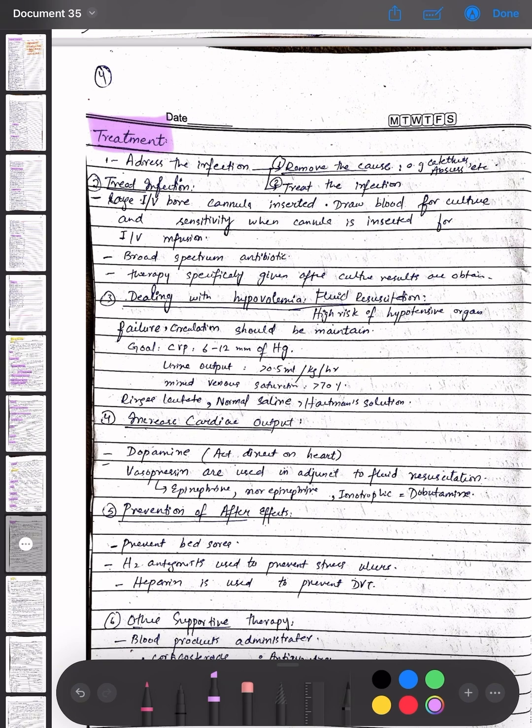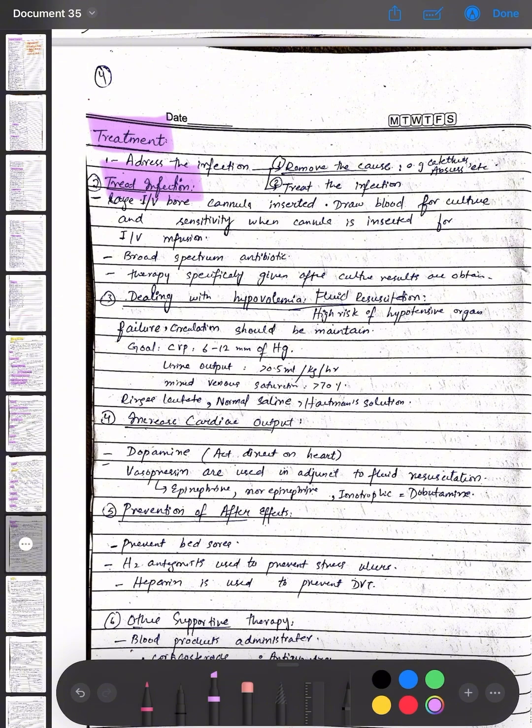Treat infection. A large intravenous bore cannula is inserted. Draw blood for culture and sensitivity when the cannula is inserted for intravenous infusion. Broad spectrum antibiotics are given. Therapy is specifically given after culture results are obtained.